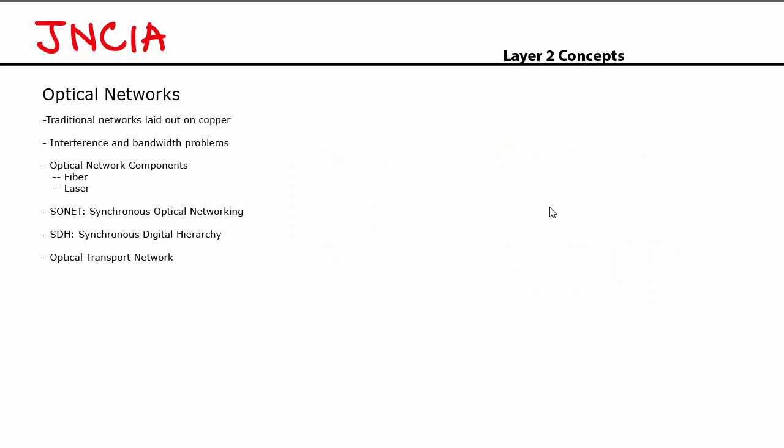Optical networks. Optical networks is not a very major topic. However, we do need to remember some important points from the examination standpoint. So let's talk about these points. Number one, traditional telecommunication networks have been laid out on copper cables. There's two major problems with copper cables. Number one is interference, also known as crosstalk. That's the first problem. The other one is bandwidth issues.